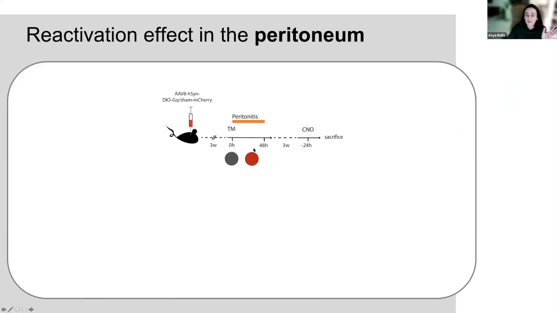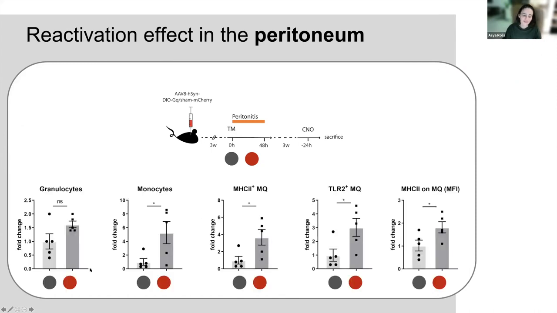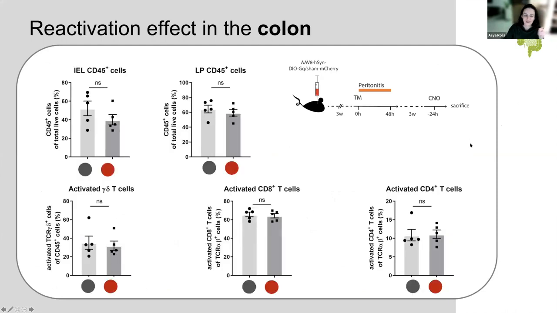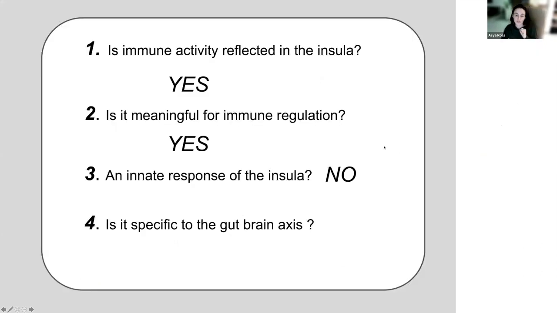And now we are already smarter, so we have a control group and the experimental group, both expressing Gq. It's just a matter of when we are capturing the neurons. And when we're reactivating them and look in the peritoneum, you can see that activation of these neurons generates inflammation in the peritoneum. Again, representative in many features of the original inflammation. But maybe it also has an effect in the colon, right? But no, there is no effect in the colon. This was site-specific. So there is also anatomical information that is encoded by this neuronal representation.